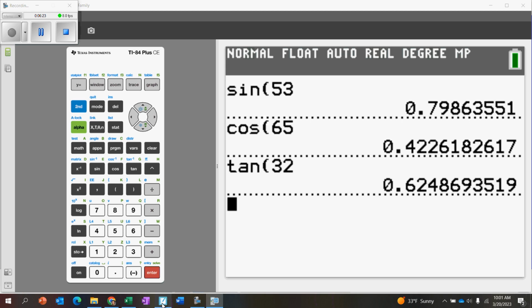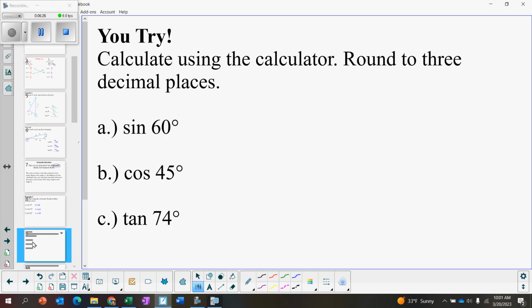All right, so you're going to go ahead and try the next three. Make sure your calculator's in the right mode, and round them to 3 decimal places. Pause when you're ready to see the answer, then hit play.